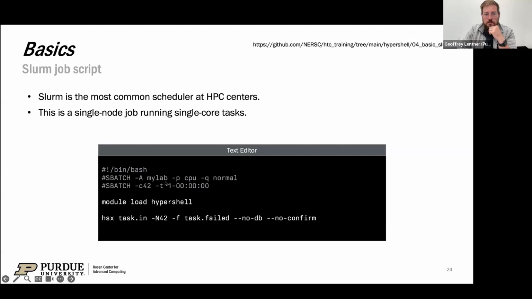On our clusters, or at least our newer clusters, you'll have to modify this for wherever you're running it. Here, I've just got some fictitious lab that you're a part of, so there's your account. We're running it on the CPU partition, and our QoS is whatever the normal QoS is, and we are just asking for 42 cores. So we load Hypershell and we run our tasks.in. Everything is basically what we just did a second ago. Not really much to see there.